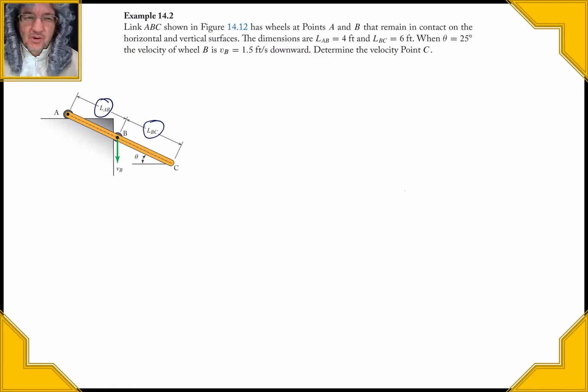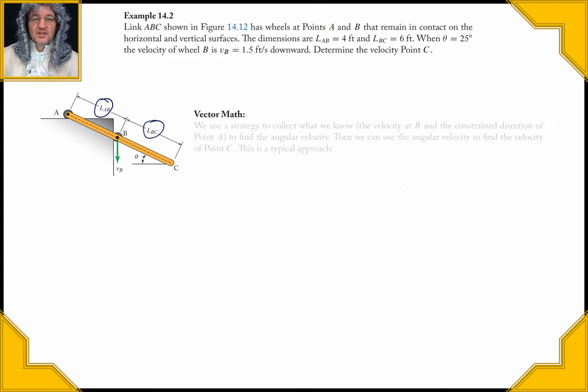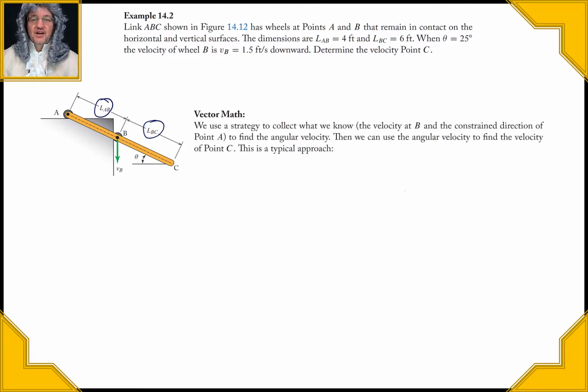A simpler problem would be to ask you to get the velocity at A, but we're going to ask you for the velocity of C, which will require you to do something with the velocity of A, just to be aware. So we could try this with vector math, and the strategy is to collect what we know. We know the velocity of B, and we also know the constrained direction of velocity A, so we can find the angular velocity. With rigid body motion, quite often that's one of our important things to do, to find that angular velocity.